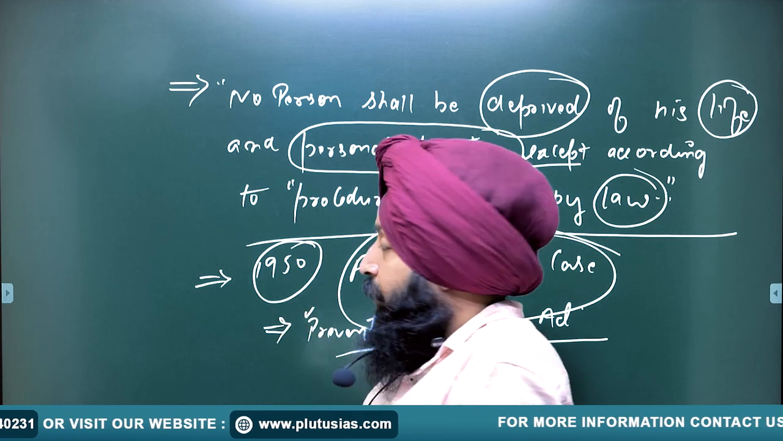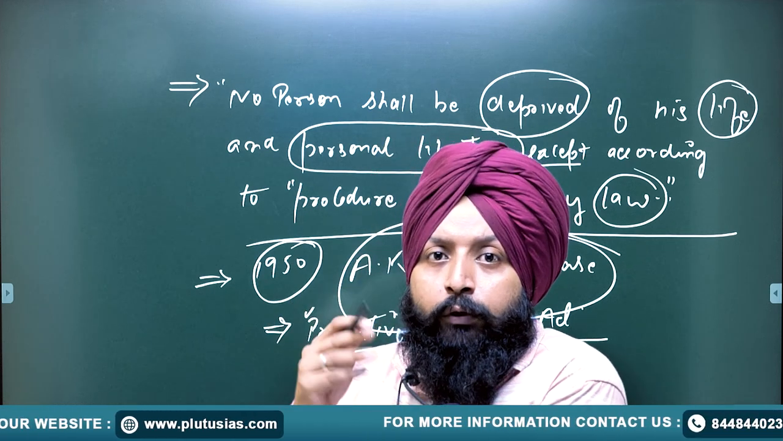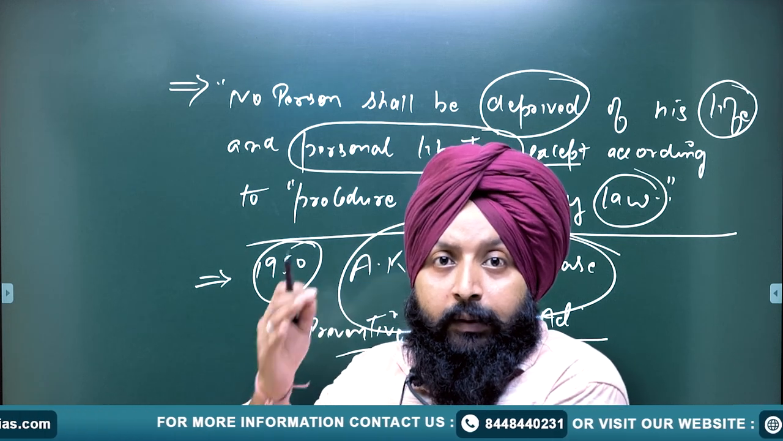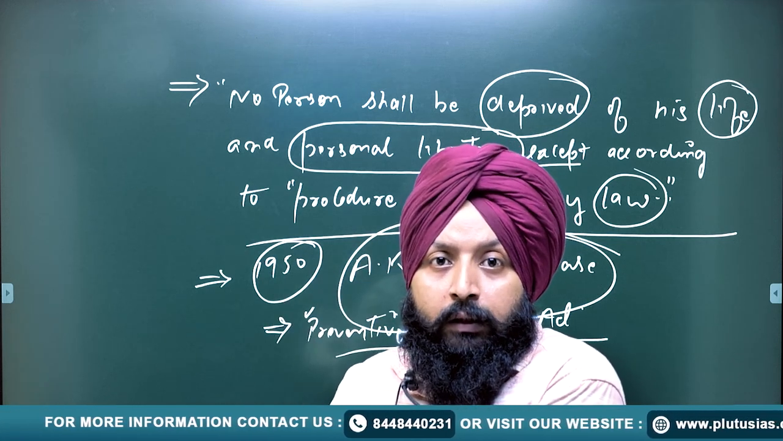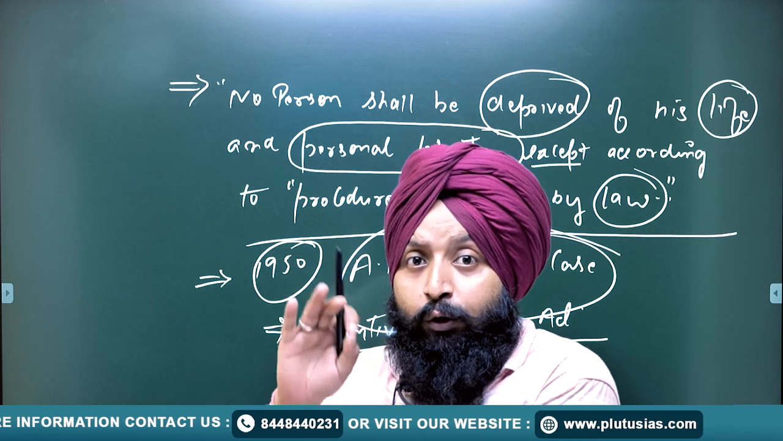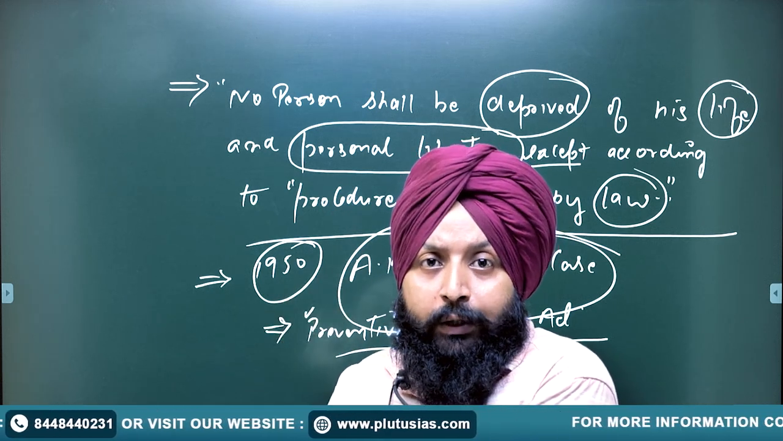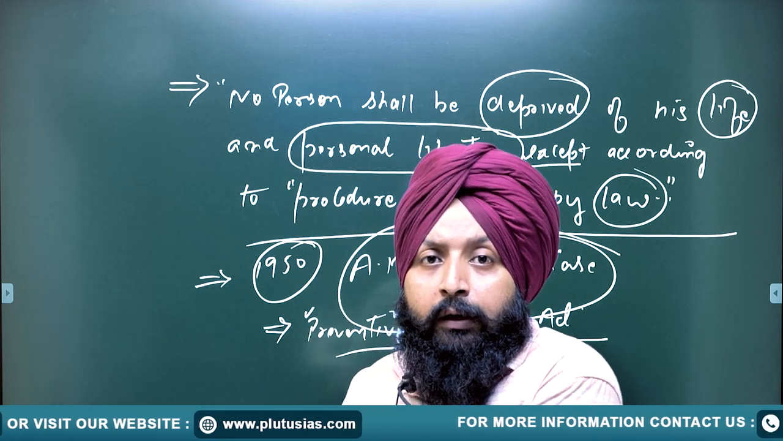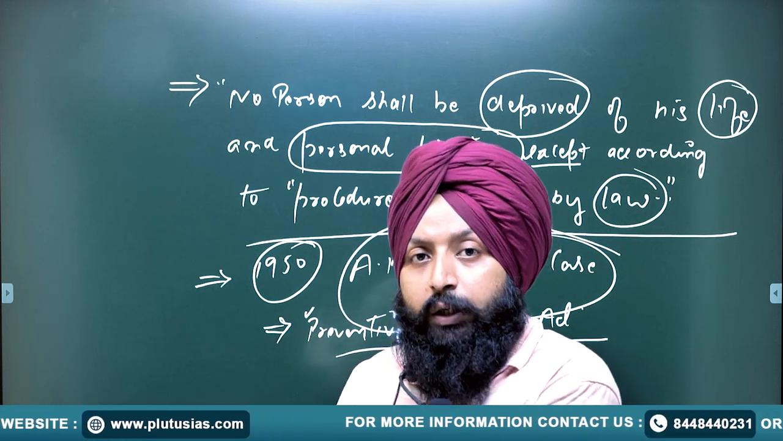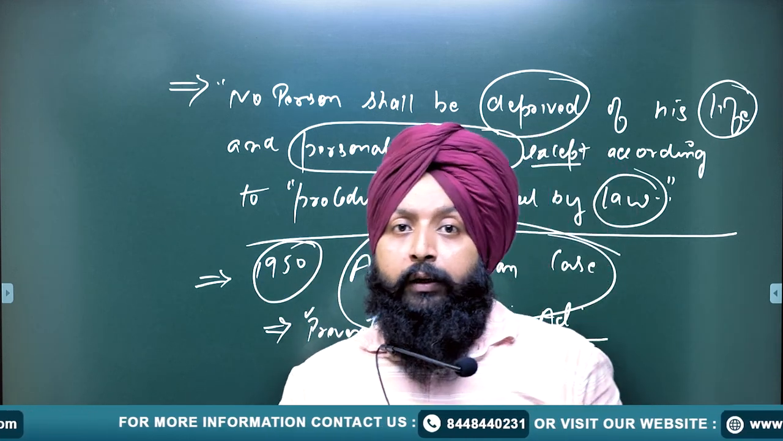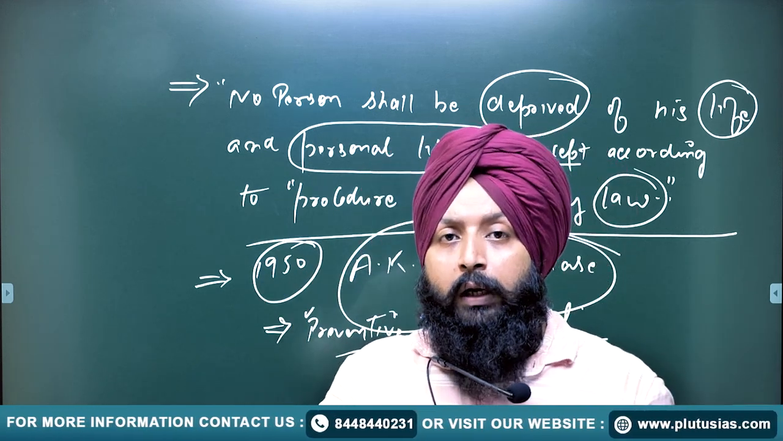The preventive detention law is obviously, when you are detaining a person, when you are arresting a person, obviously his liberty is getting compromised. The person no longer has the freedom to move according to his choice. He is detained at a particular place or in the custody of the police. So obviously the law that provides for preventive detention is depriving personal liberty of a person.